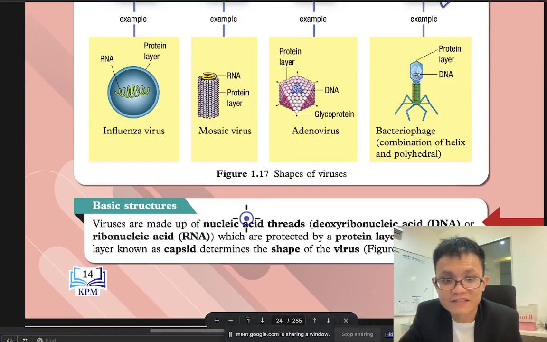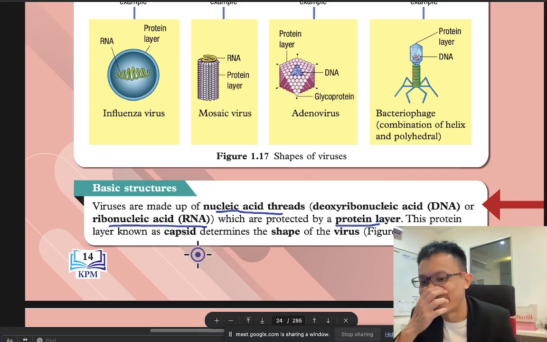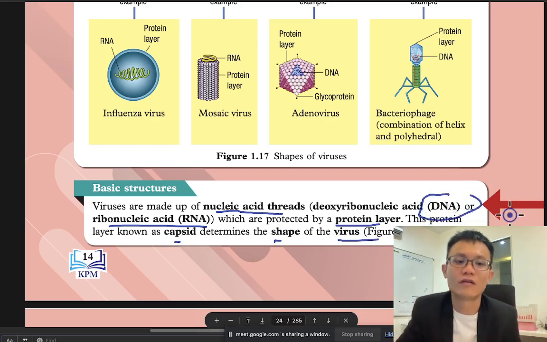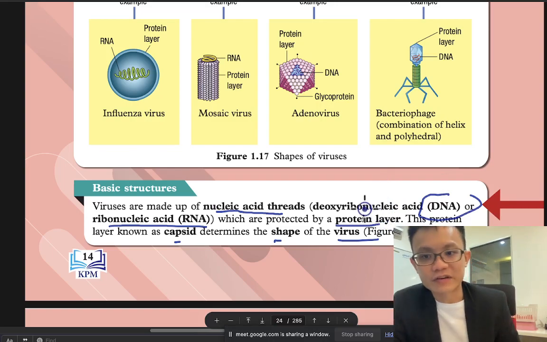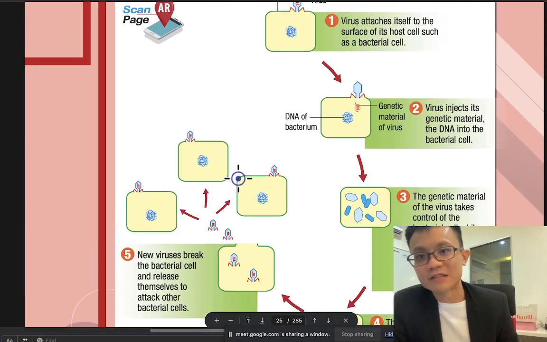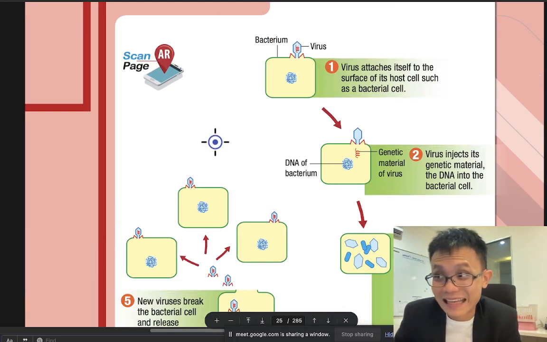Okay, so basic structure: a nucleic acid thread, DNA, double-stranded DNA, or ribonucleic acid RNA, is protected by a protein layer. The layer is known as the capsid, which determines the shape of the virus. So viruses are made up of nucleic acid. You know our DNA is very small, but virus is also very small. Not only is the virus made up of DNA, it starts to attack the structure of the DNA.